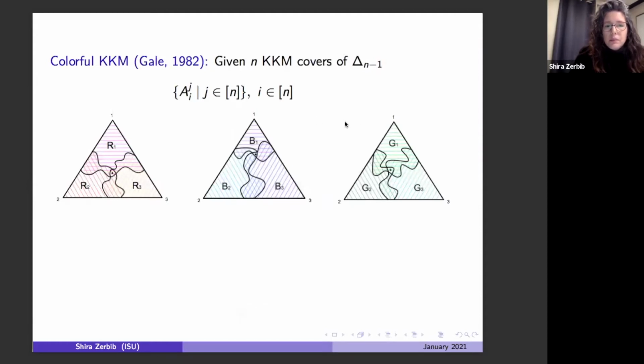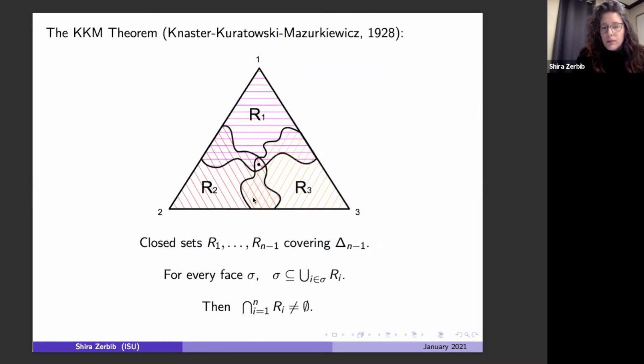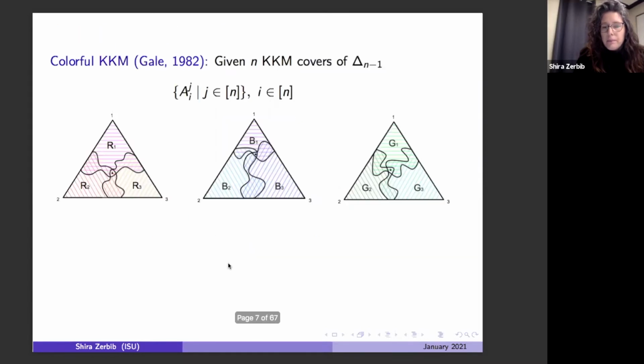So in 1982, Gale proved a colorful version of this theorem. A KKM cover is a cover as in the KKM theorem, so a cover that satisfies these two conditions. Now instead of one KKM cover, we have n KKM covers of the n-1 dimensional simplex. So for example, here we have 3 KKM covers of delta 2: the red KKM cover, the blue KKM cover, and the green KKM cover.